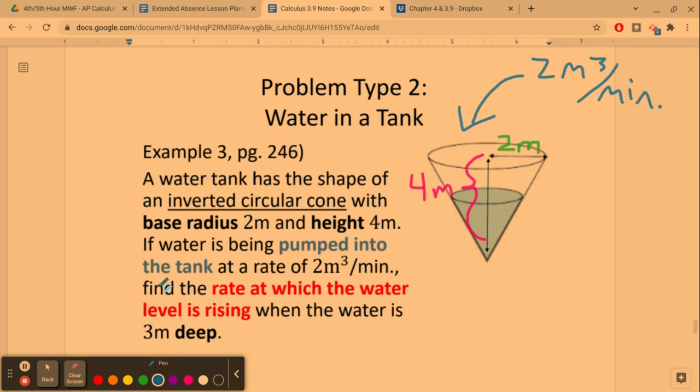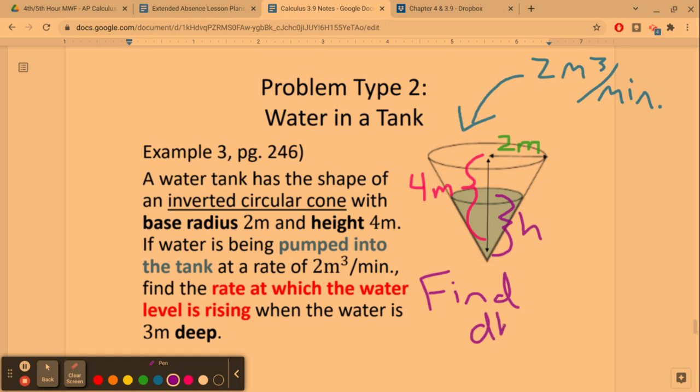Find the rate at which the water level is rising. What's that? The water level is a measurement of height. I'm going to do this in the purple here. I hope this is not confusing. So this here is the water level, the level of the water. That's h.